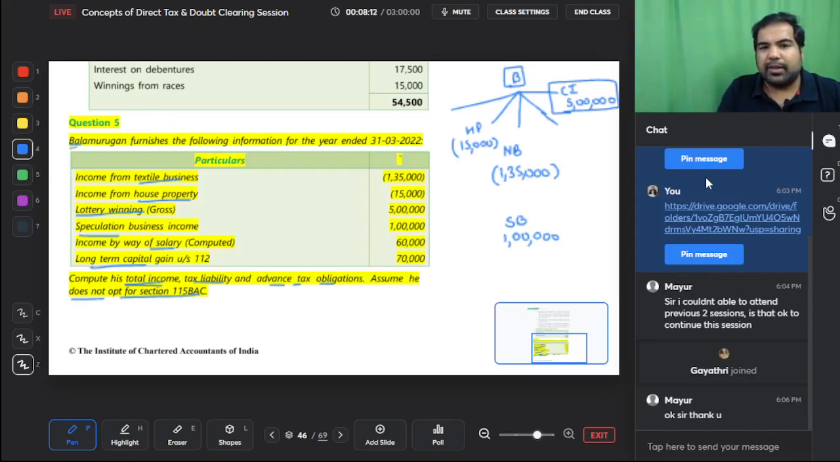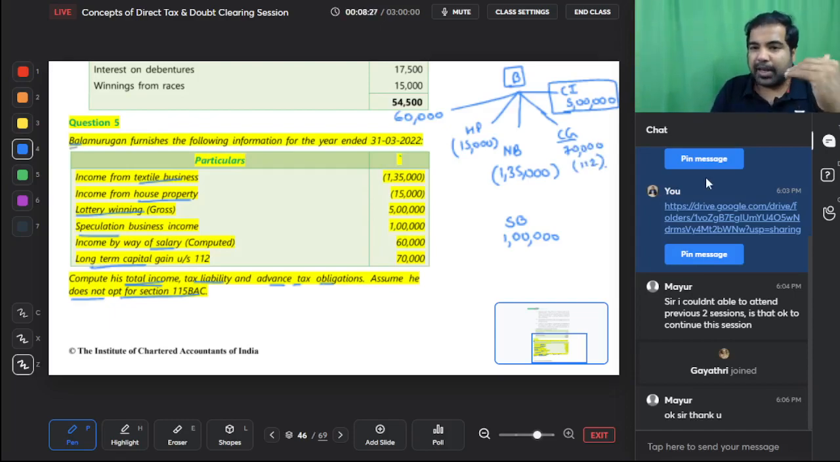Income by way of salary is 60,000. They've written computed, otherwise you would have to compute it. And long-term capital gain of 70,000. This is capital gain 70,000. And because it's long term, I'm just writing 112 because you know it's flat 20%.